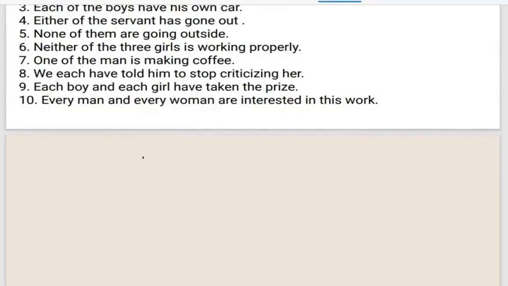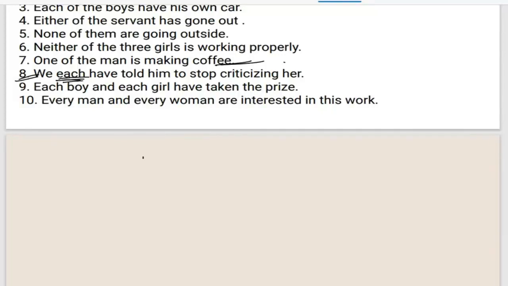So we have done till question number 7. Now we need to do question number 8, 9, 10. In question number 8, we can see that each is not used in the starting of the sentence.